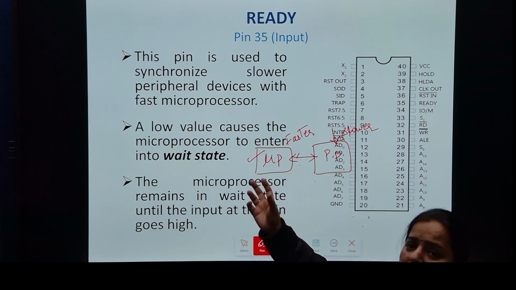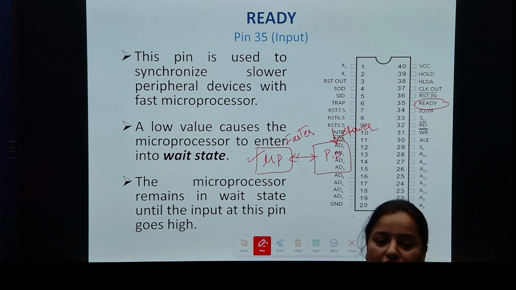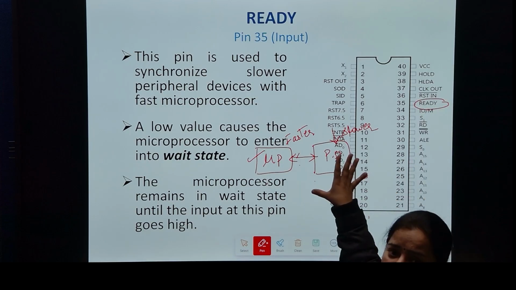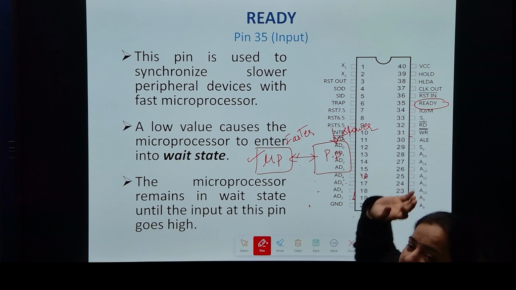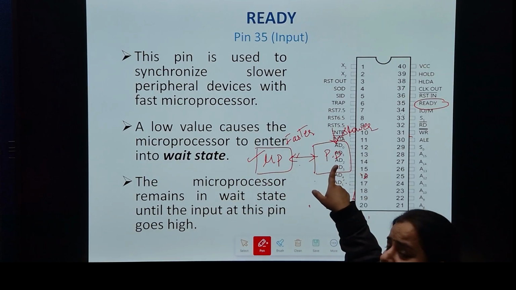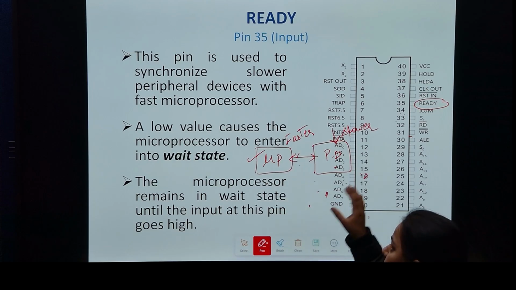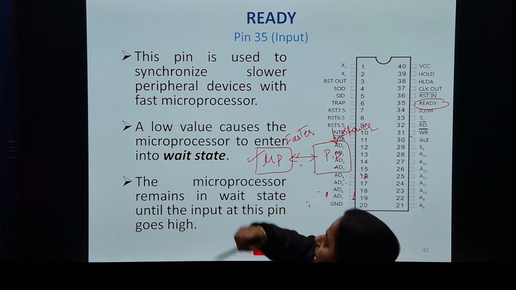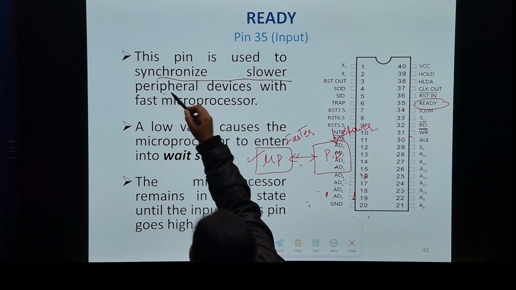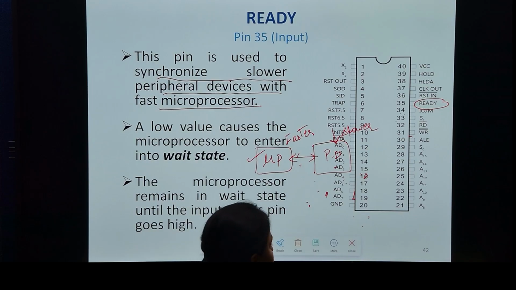So what are we doing? We are sharing a signal, that is your ready signal. Ready signal means whenever the device is ready for transferring the data, or the microprocessor synchronizes with the peripheral device, a ready signal is shared. If this device is ready for sharing the data, the ready signal is going to be 1. That means it is for synchronization purpose. This ready signal is used to synchronize slower peripheral devices with the microprocessor. This is your pin number 35.